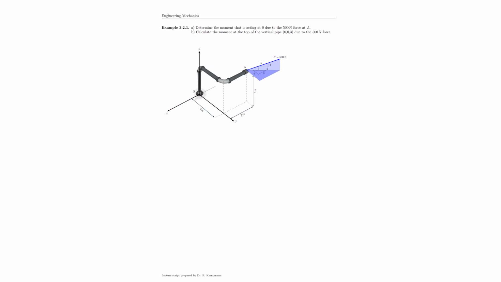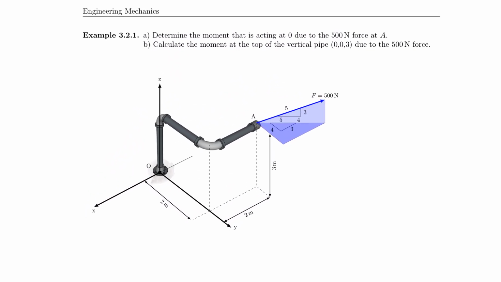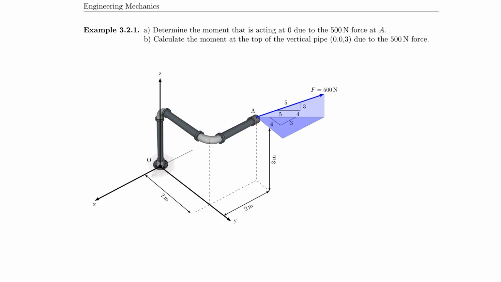So here we see our very first fun and introductory problem to moments in 3D. And what we really see here is a force that is acting at a pipe structure at A with 500 newtons in a random direction that's described by these triangles. And the pipe itself is random in space.